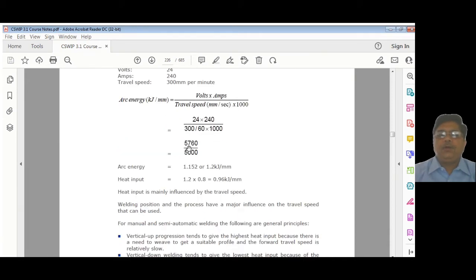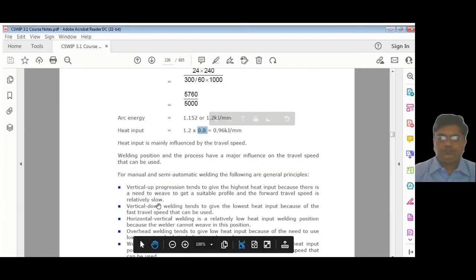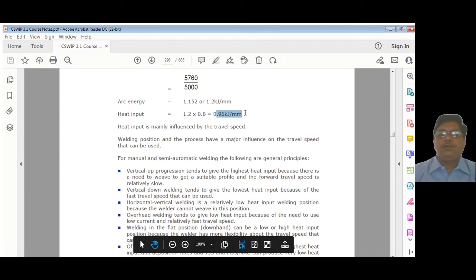and come out with the arc energy, which will usually be in kilojoules per millimeter. So you have put 1.1 kilojoules per every millimeter of the thickness or length, and then it has got welded and fused. Based on this, the heat input is 1.2 into 0.8, which is 0.96. Why 0.8? Because it is the efficiency for GMAW. So 0.96 will be your heat input.